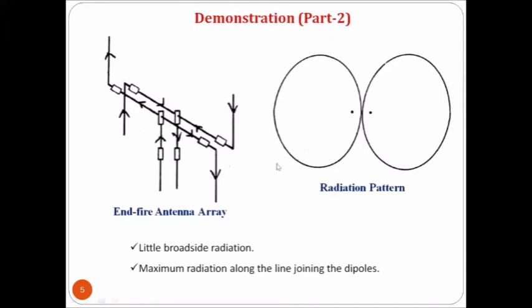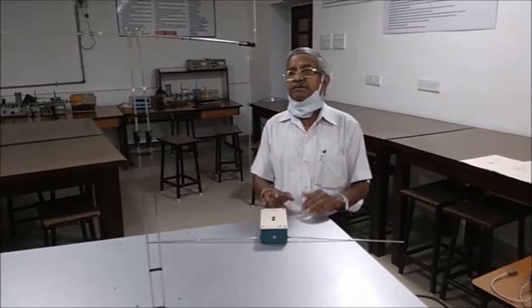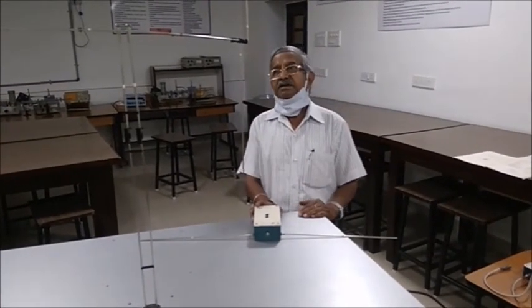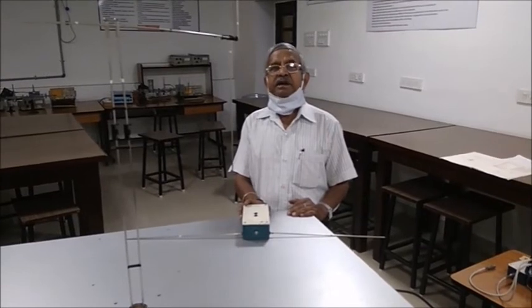Let us now perform the experiment over the kit, to show the two composite antennas made up of simpler antennas and how they work as a directive antenna.